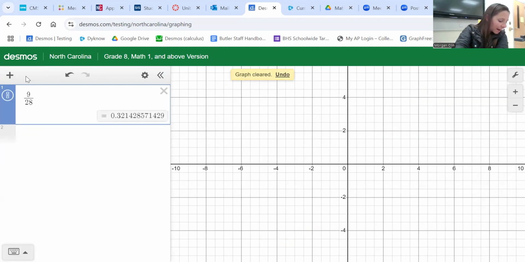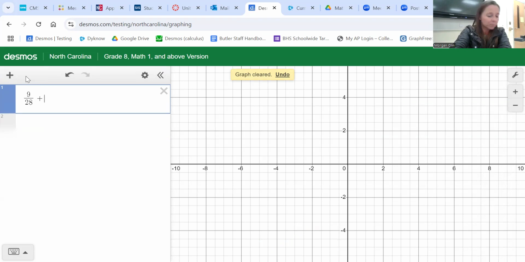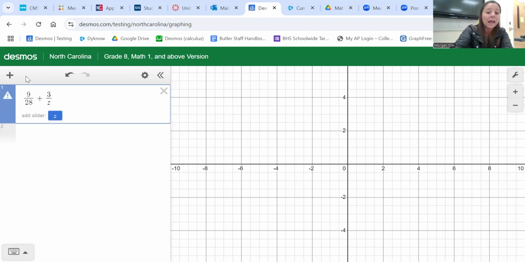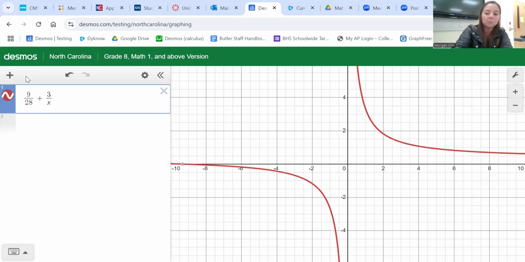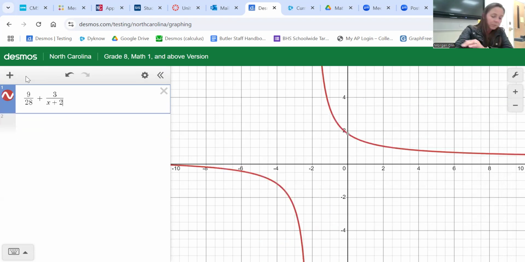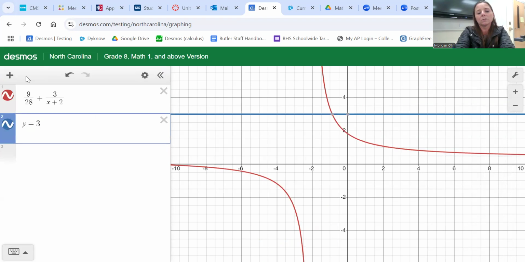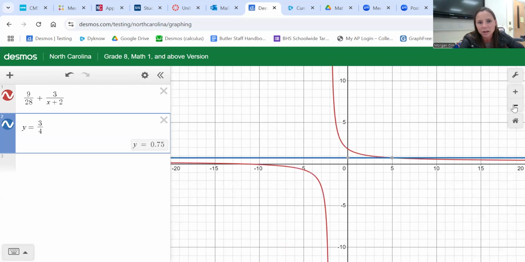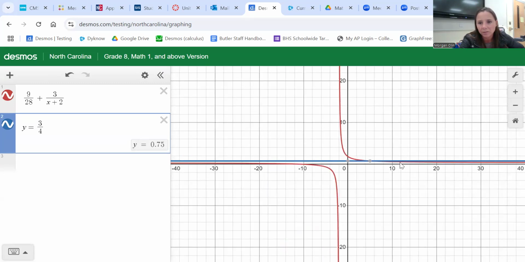Okay, so 9 over 28, plus 3 over x, or actually don't put z, put x. Plus 2. Press enter, and we're going to put y equals 3/4. And I see that it's intersecting right here. You can zoom out just to double check it's not intersecting here, and I don't think it ever does.